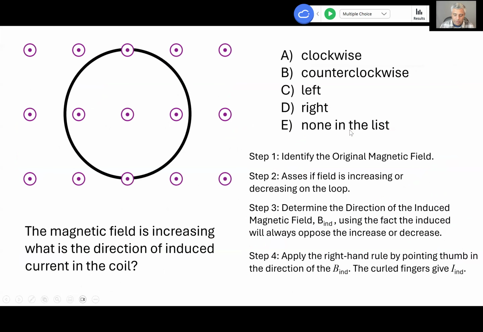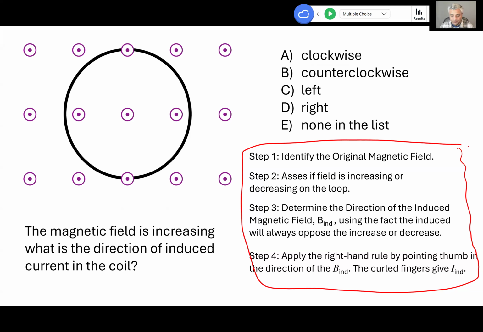So now here is a question. All those 4 steps, for your reference, I have written here. Now I'll let you work on this, and you have 1 minute and 30 seconds to answer this question.